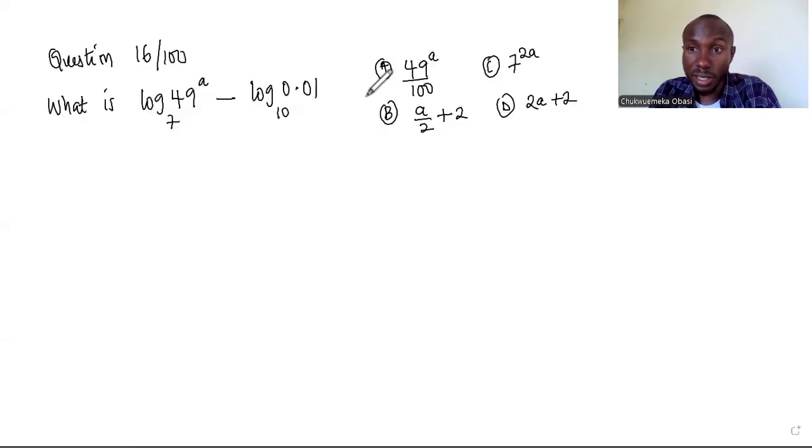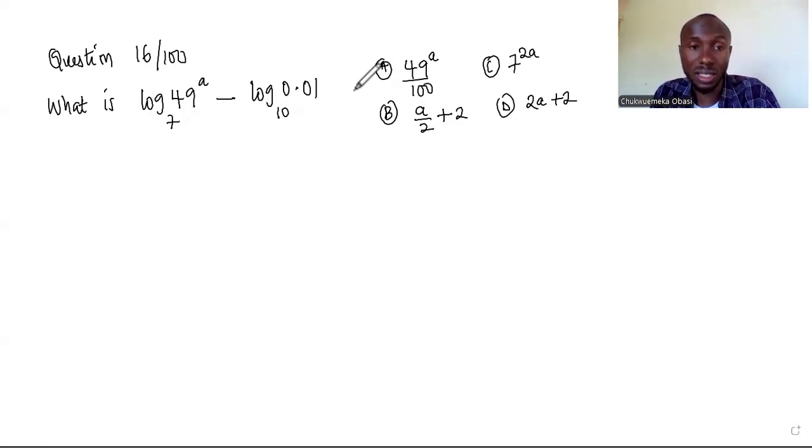All right, guys, this is the 16th question on this challenge. So far, you've seen that questions on logarithm are very, very easy if you understand the rules of logarithm, right? So how do we even solve this particular problem? How do we simplify it?